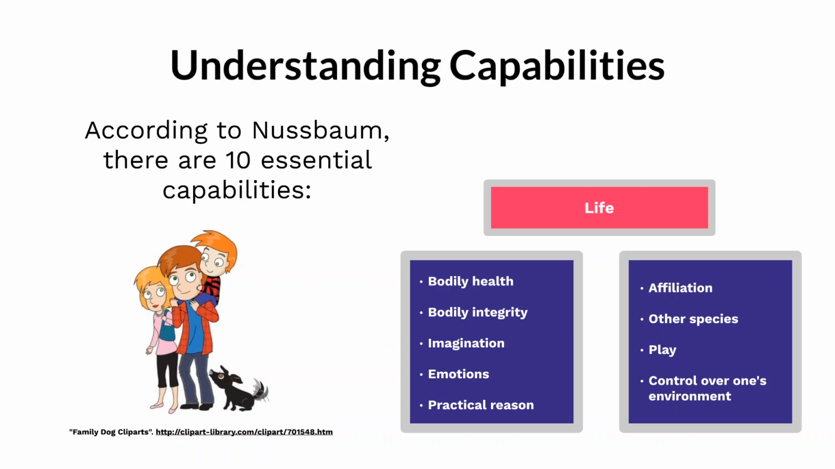Now, understanding these capabilities, these 10 capabilities are essential in Nussbaum's list. These capabilities all allow us to function completely in society.